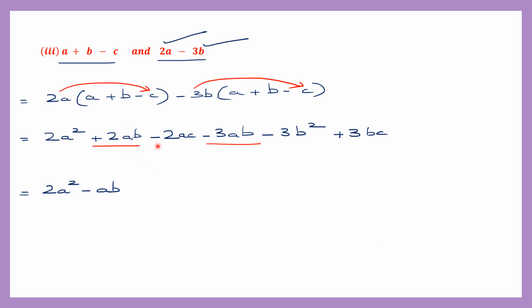Let's take the next one. This is minus 2ac. So minus 2ac. So that is also over. Then let's take this, minus 3b square. That is minus 3b square. And the last one, which is plus 3bc. So we have a final answer here. Let's read it out and see. 2a square minus ab minus 2ac minus 3b square plus 3bc.